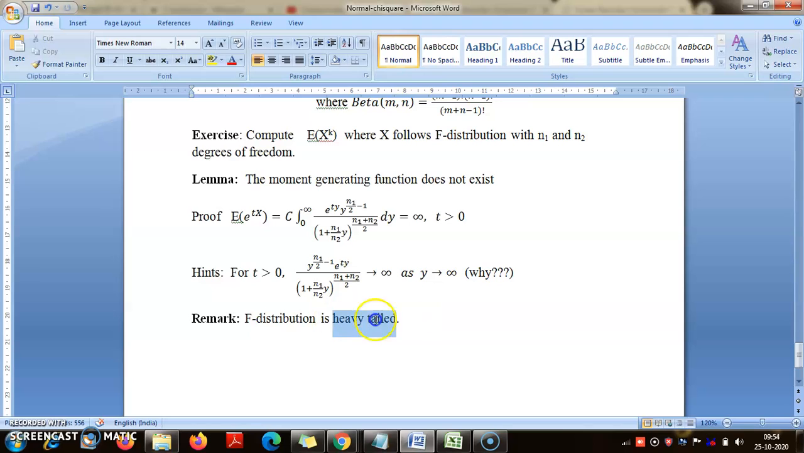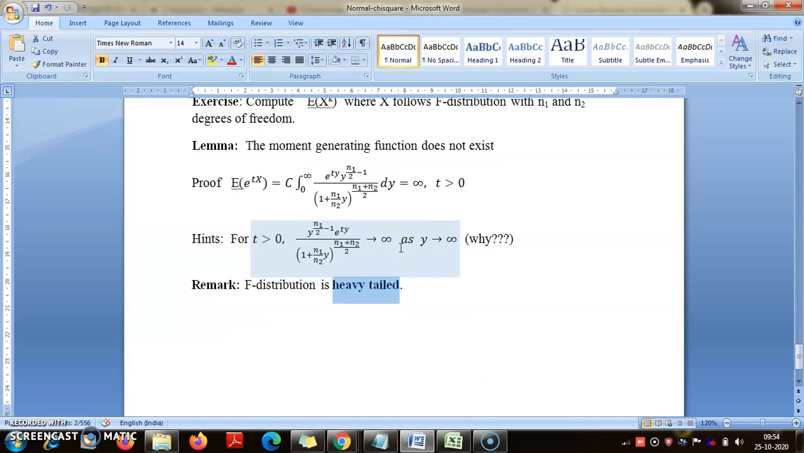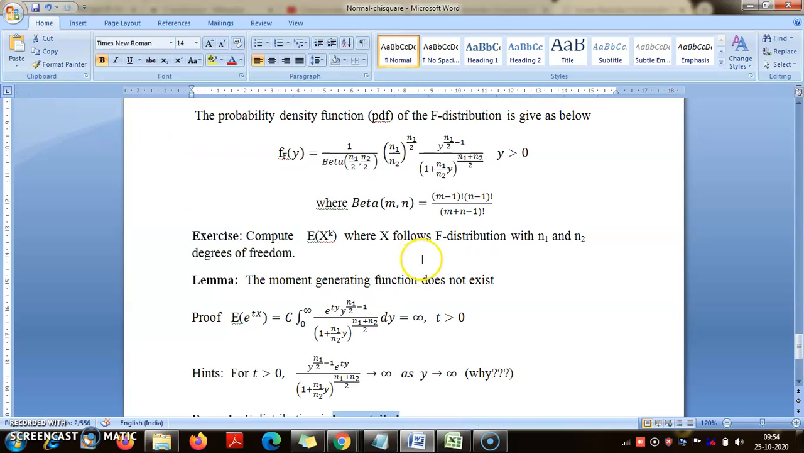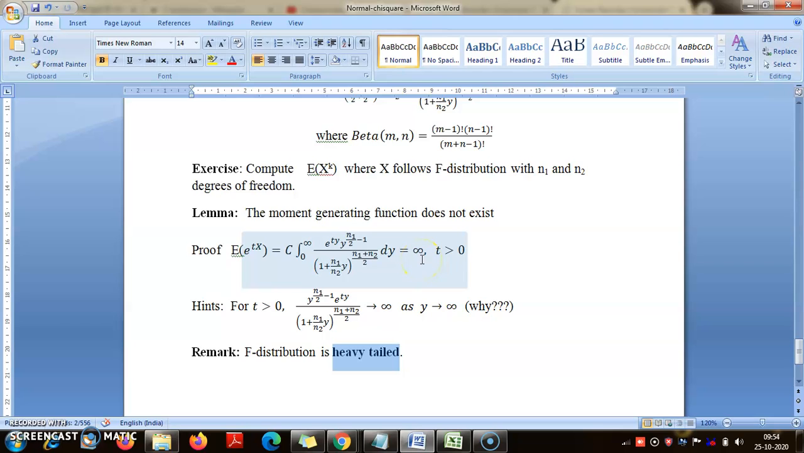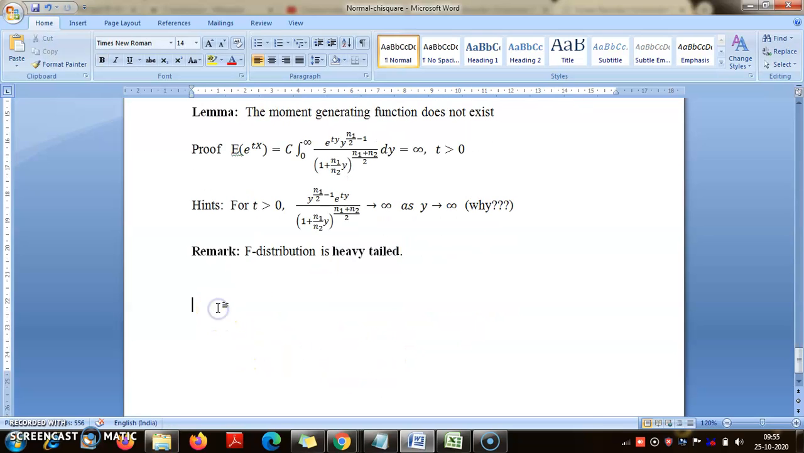And so we get another distribution that is heavy tailed. This is the F distribution. The difference from t: you remember that student's t distribution was also heavy tailed, but for student's t distribution you could get moments only up to the order mu, where mu is the degree of freedom. Here you could get the expectation of x to the power k for any k, but still it is heavy tailed. So we have now got two heavy tailed distributions, namely the student's t distribution and the F distribution.